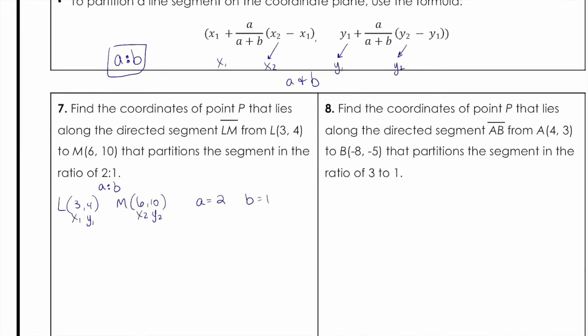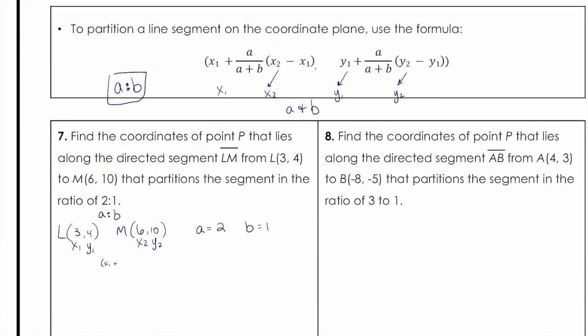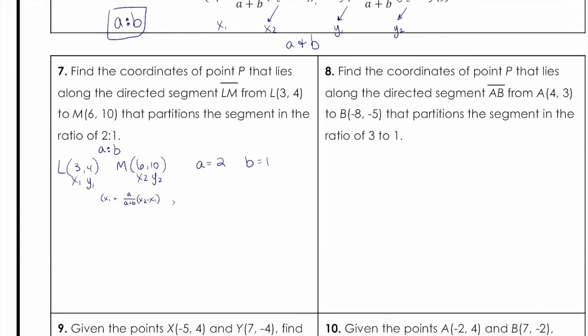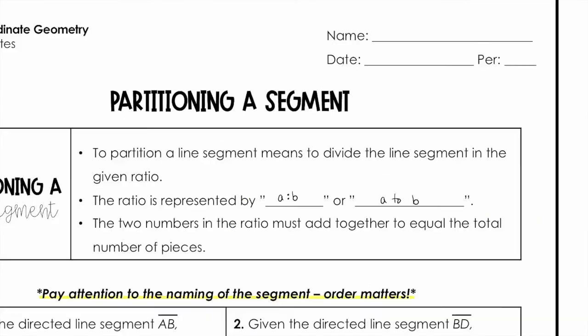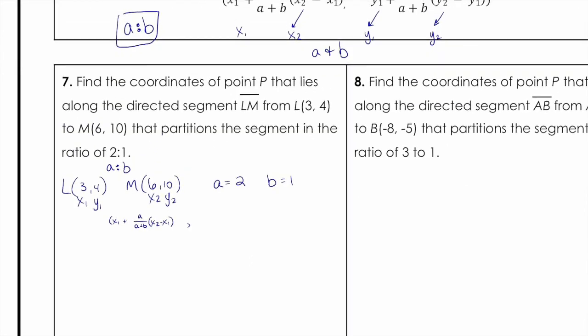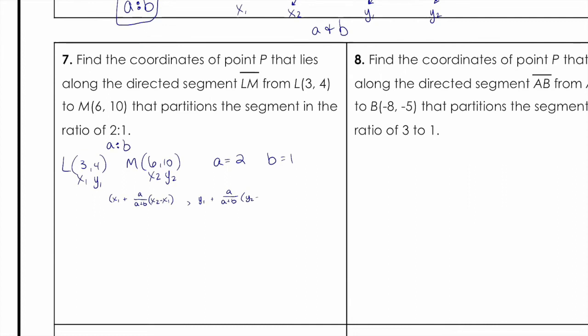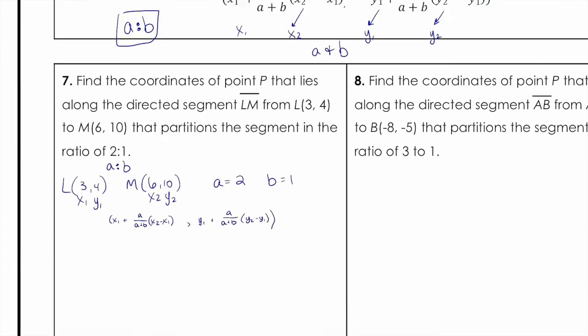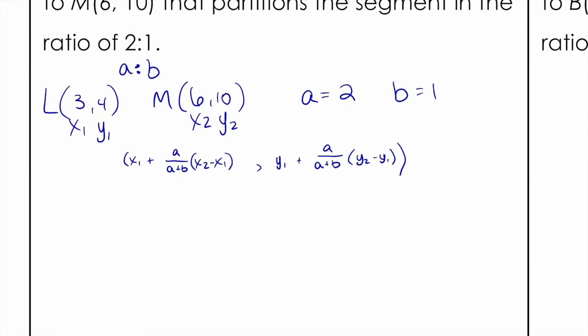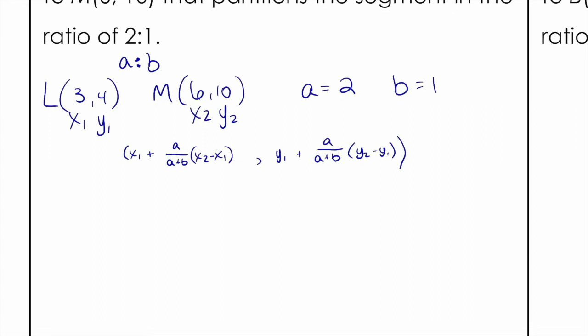x comma x1 plus a over a plus b times x2 minus x1, comma, y1 plus a over a plus b multiplied by y2 minus y1. Man, that is a mouthful. We have just got to take our time and make sure we're substituting the right people. This is not something we want to rush.